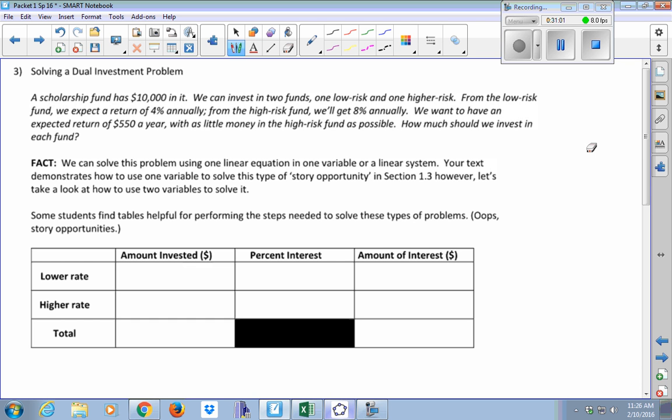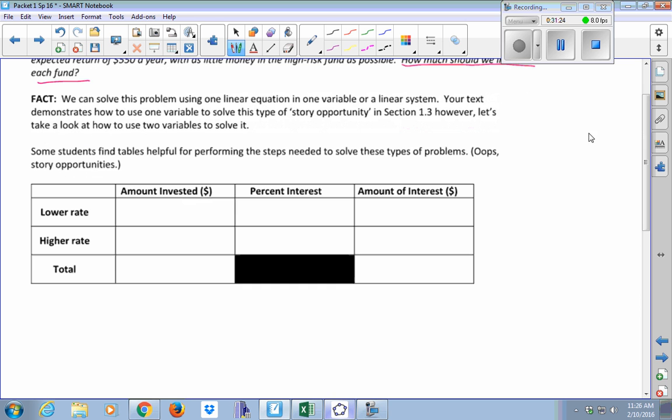Do you know anything about those 2 amounts of money? You don't. What do you know? I have $10,000, right? If I added the 2 amounts of money together, I'd have $10,000. Read the question it asks you. How much should we invest in each fund?